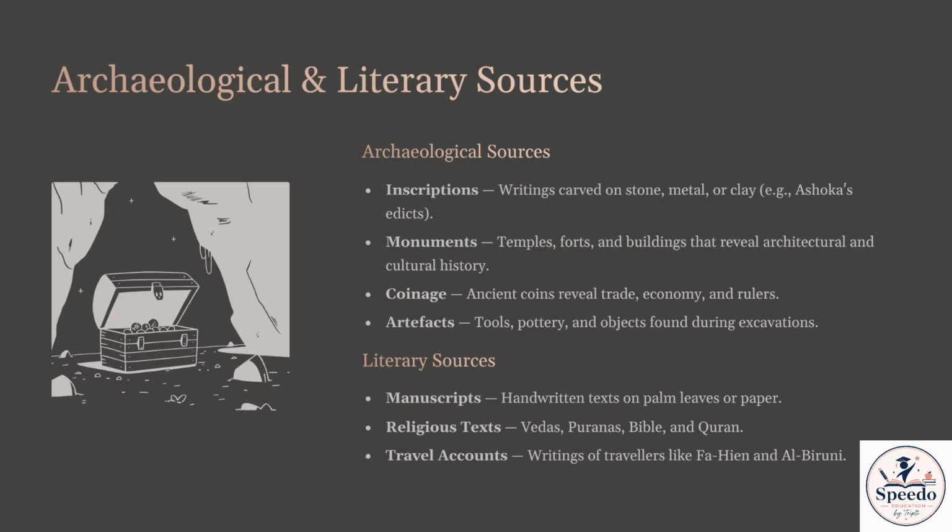Archaeological sources. Let's begin with the first type of historical source. The word archaeology means the scientific study of the past by examining the physical remains left behind by ancient people. Archaeologists are experts who carefully excavate, study, and preserve these remains to understand how people lived long ago. Imagine finding an old clay pot buried underground. Although it may look like an ordinary object, it can tell us what people ate, how they cooked food, and even how advanced their society was.